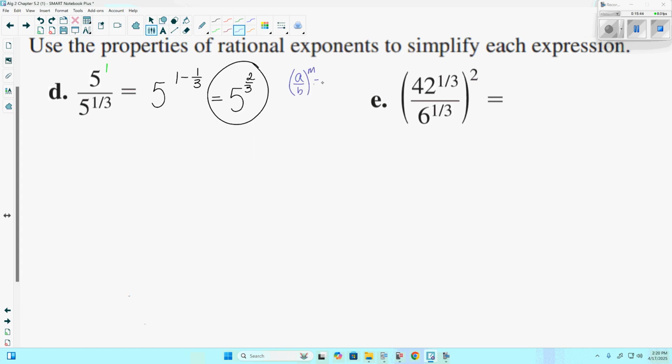A divided by B to the m is A to the m over B to the m. Power of a quotient property. We're used to saying A over B to the m and applying the power to both. We can go the other direction. Since they're both put to the same exponent, we can pull it back up into a single one being applied to 42 over 6.